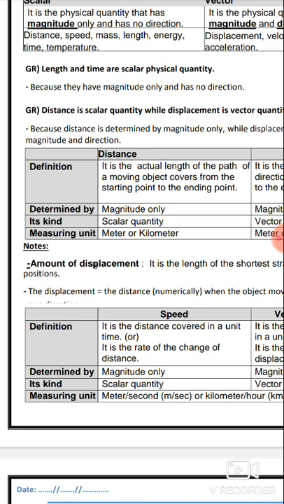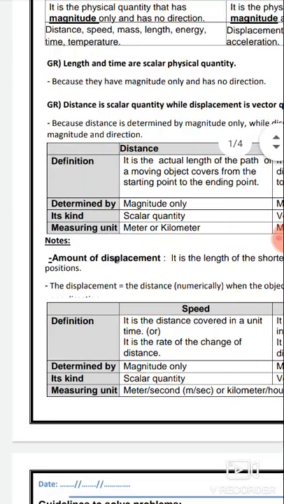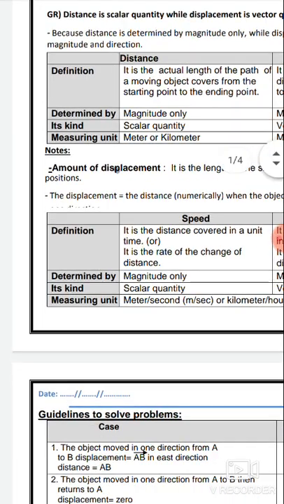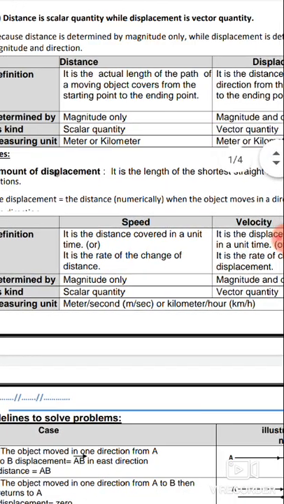Here we have a very important definition. Its name is amount of displacement, or how can I calculate displacement? It is the length of the shortest straight line between two positions, the primary position and the final position. The displacement equals the distance numerically when the object moves in a direct straight line in one direction.